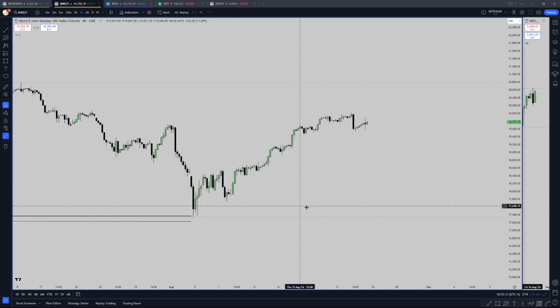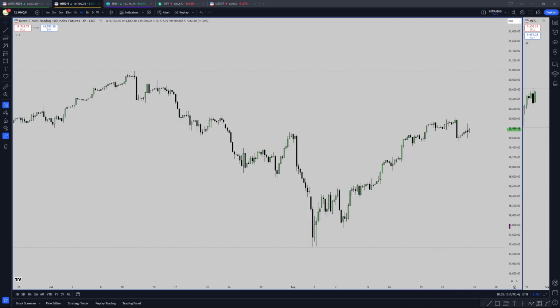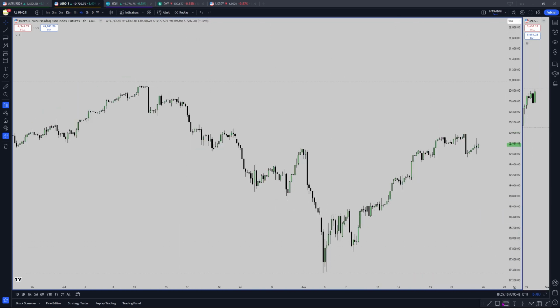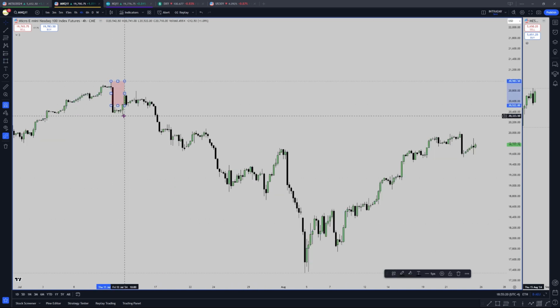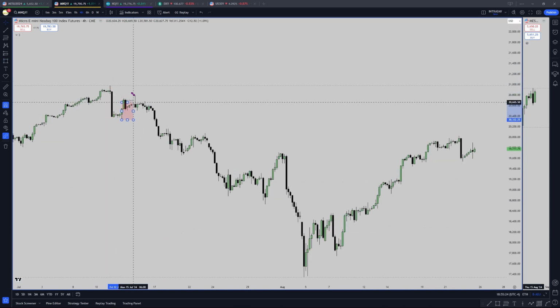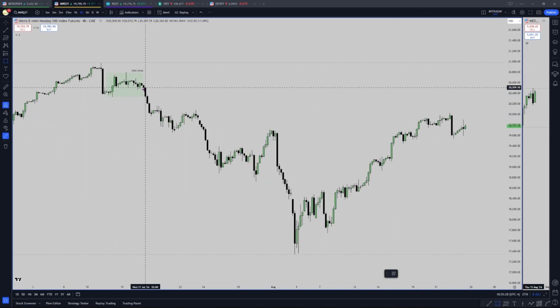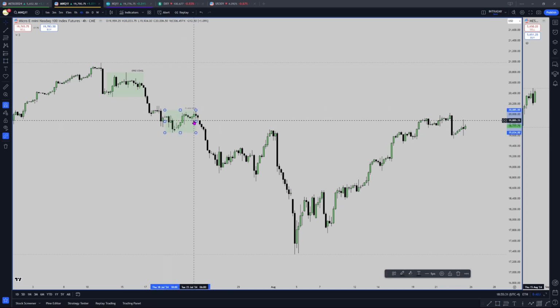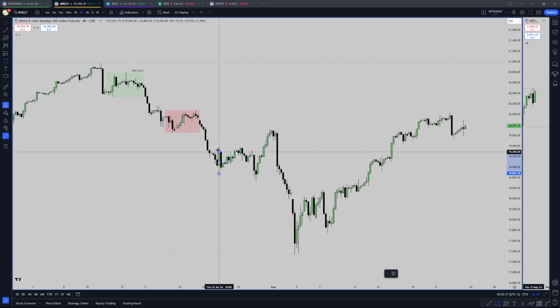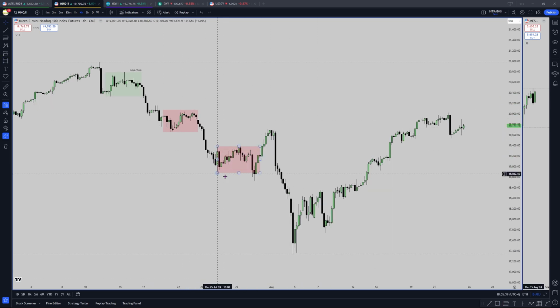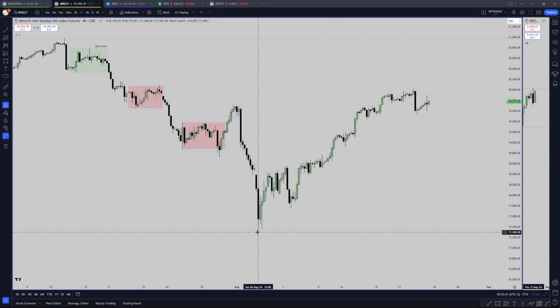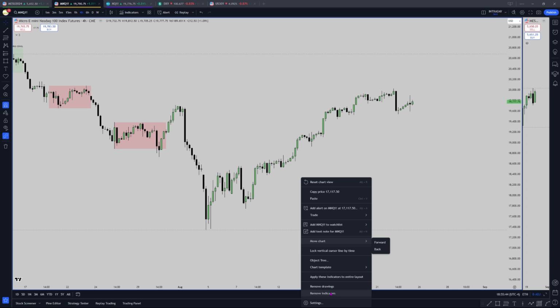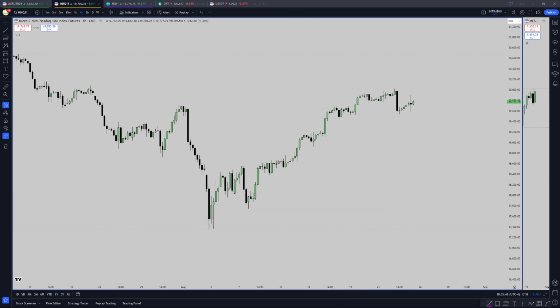So if we drop down to the 4 hour, it's actually more clear to see the market maker sell model on the 4 hour. This original consolidation up here. You have this consolidation, expansion, first stage accumulation, second stage manipulation, distribution. So we formed that SMT down there at the lows. And we also formed an additional SMT down here with ES.